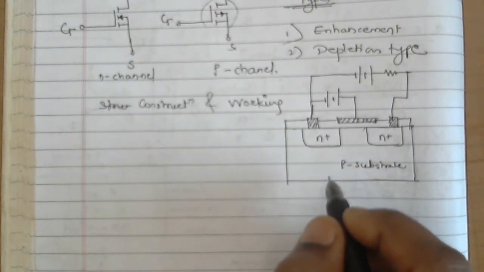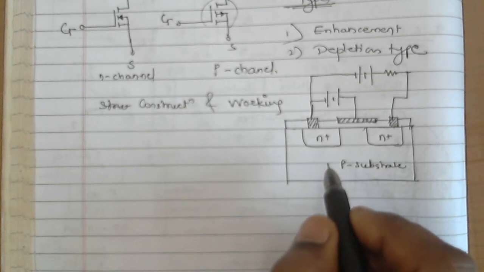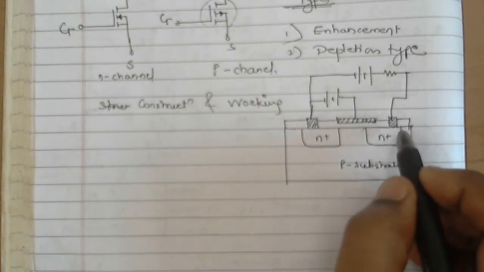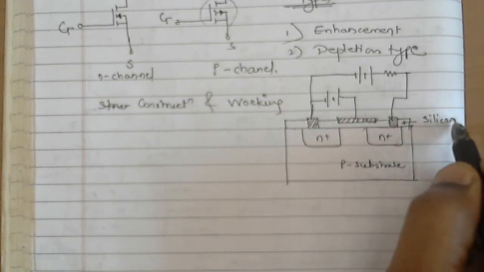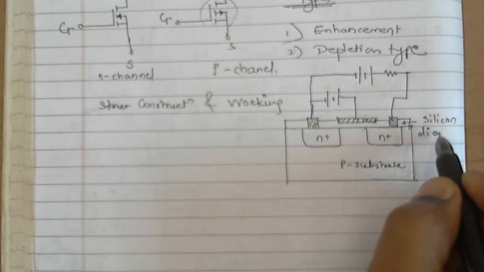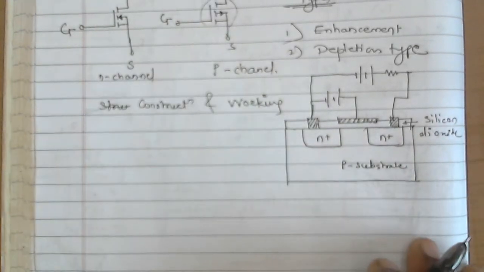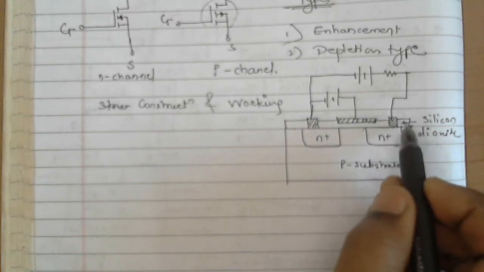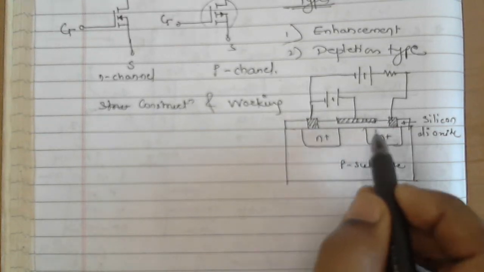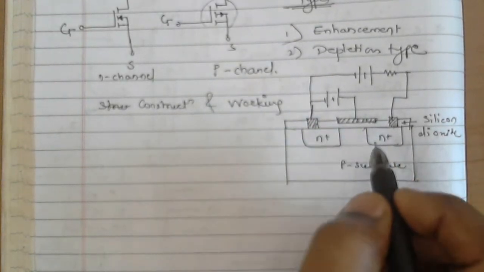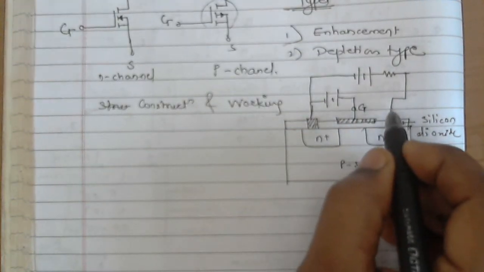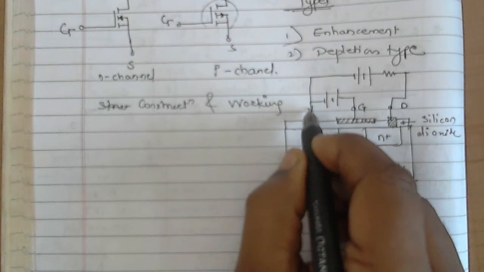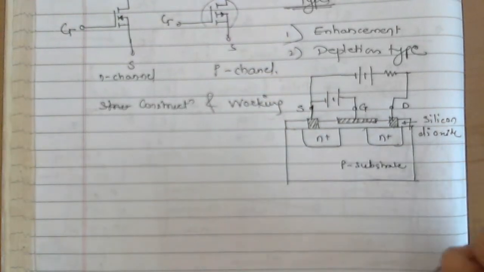As the name indicates, metal oxide semiconductor field effect transistor. There is a layer of silicon dioxide present over these three channels. Now this center terminal is the gate terminal. This terminal is the drain terminal. This terminal is the source terminal.